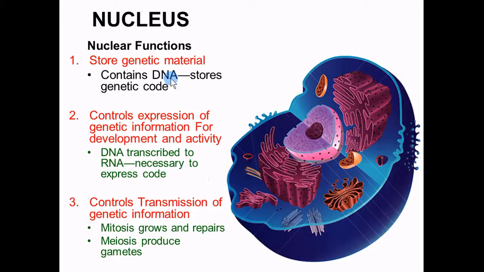Deoxyribonucleic acid. It stores all of your genes. Next, it controls expression for the genetic code. So not only does it store it, it's like a librarian that says when that information can be accessed, what it can do. So if I want a copy of the blueprint, I have to ask the nucleus for it.